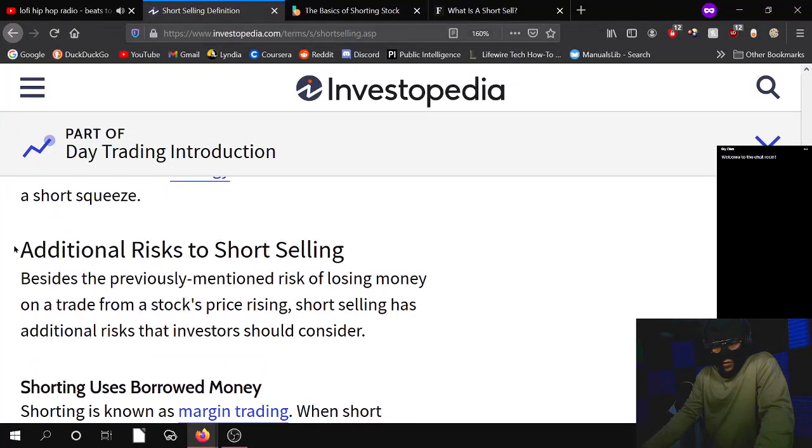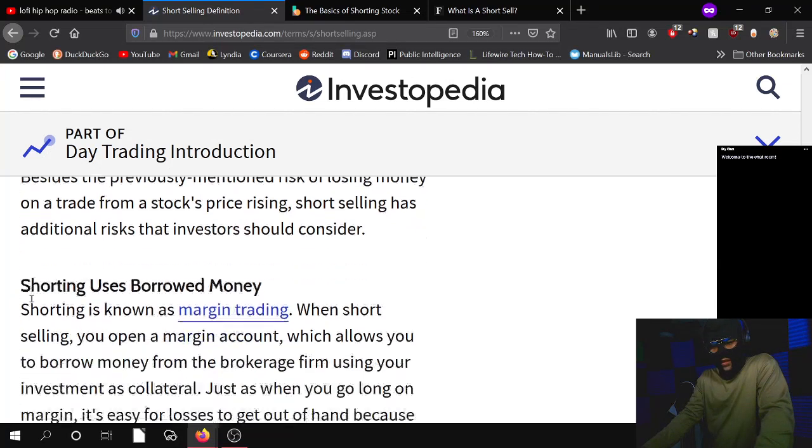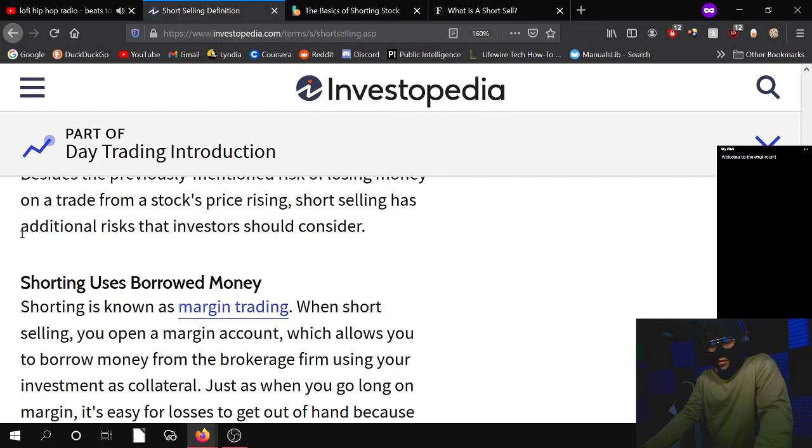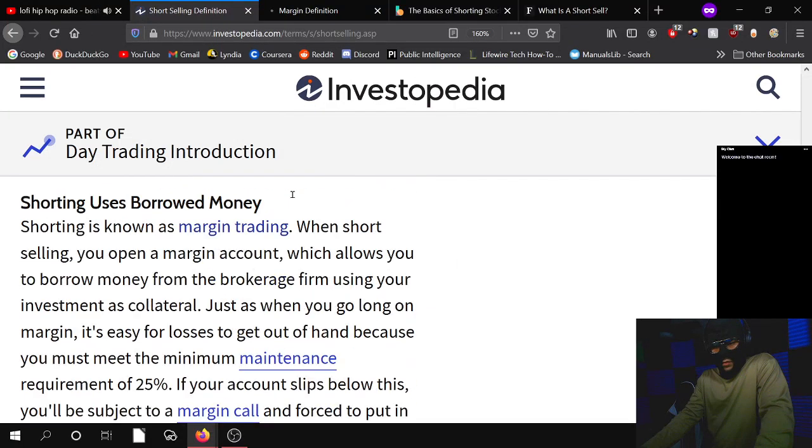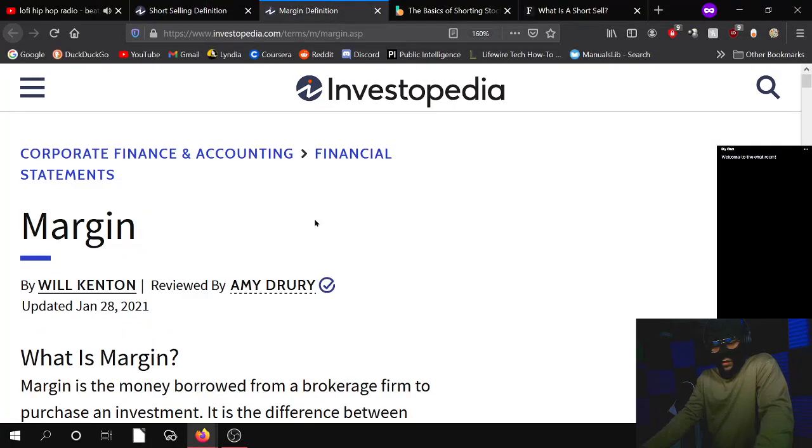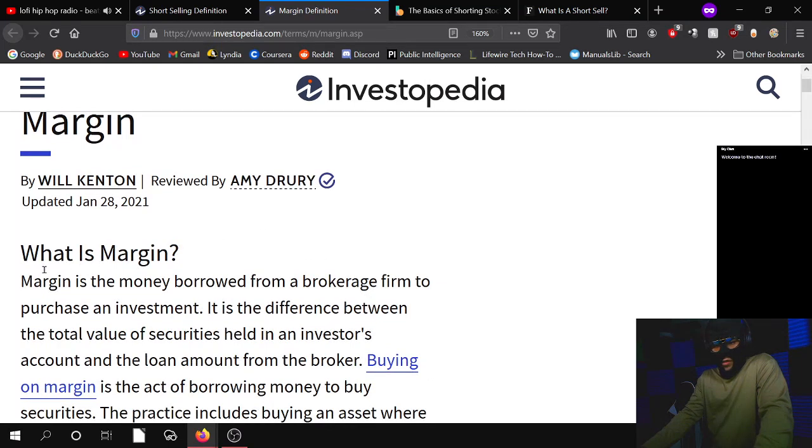Additional risks to short selling. Besides the previously mentioned risk of losing money on a trade from a stock price rising, short selling has additional risks that investors should consider. Shorting uses borrowed money. Shorting is known as margin trading. So, yeah, it's the real definition. It uses margin trading. So, what is margin? Margin is the money borrowed from a brokerage firm to purchase an investment. It is the difference between the total value of securities held in an investor's account and a loan amount from a broker.